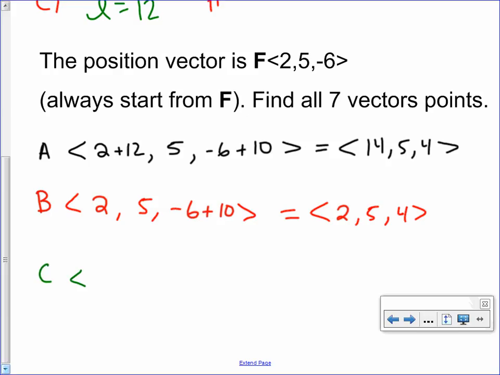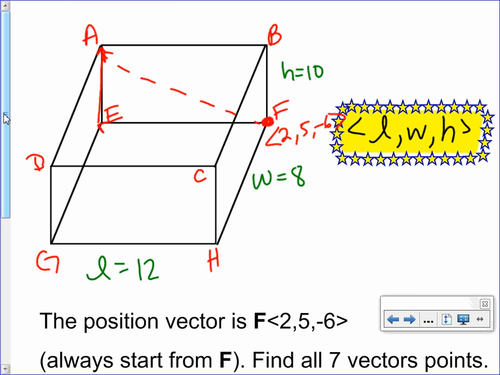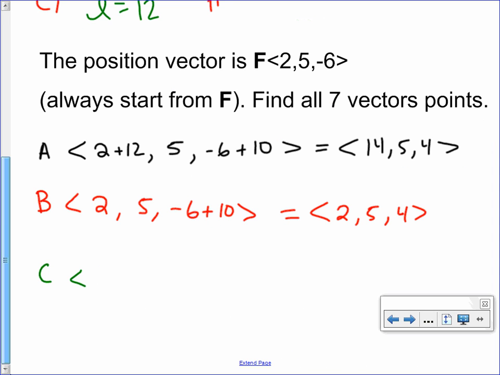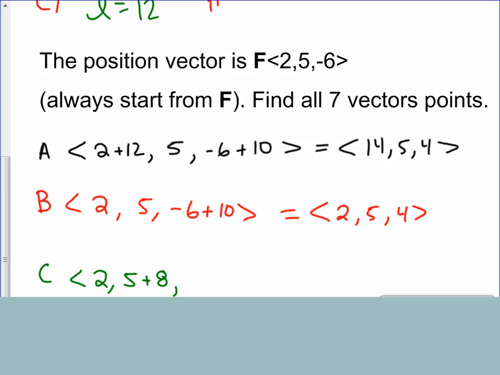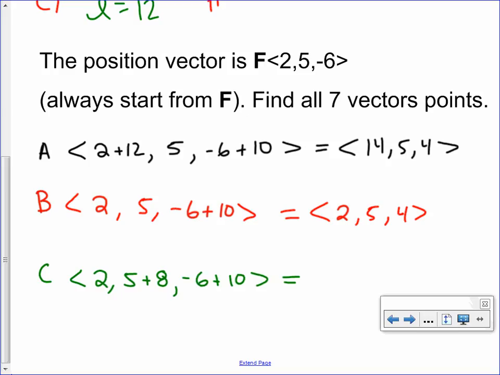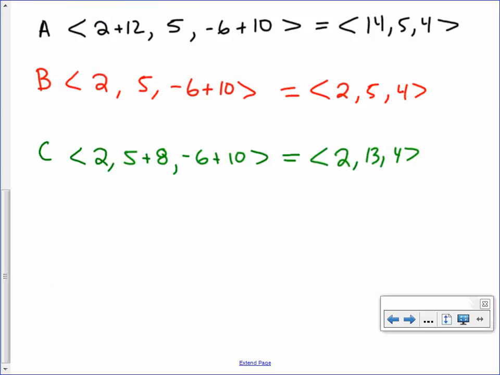To get to C from F, you have to travel through this width, 8, and then up 10. So the width and the height is what's changing. The length stays the same. The width is 5 plus 8, and then -6 plus 10, which is 2, 13, 4. True?